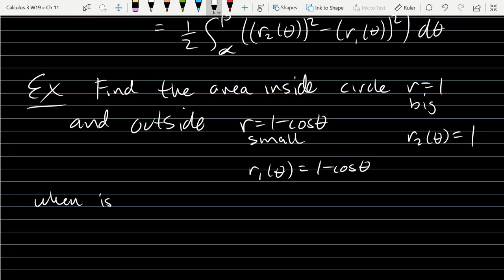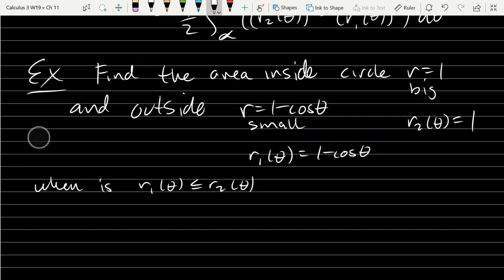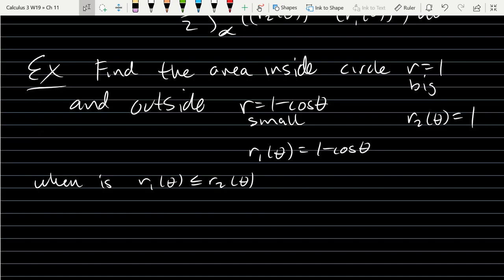So I want to know, when is R1 of theta less than or equal to R2 of theta? The easier way to answer this question is to figure out when they're equal, and then once we know the theta values where they're equal, we'll pick two adjacent theta values and figure out whether the inequality is going this way or the other way.